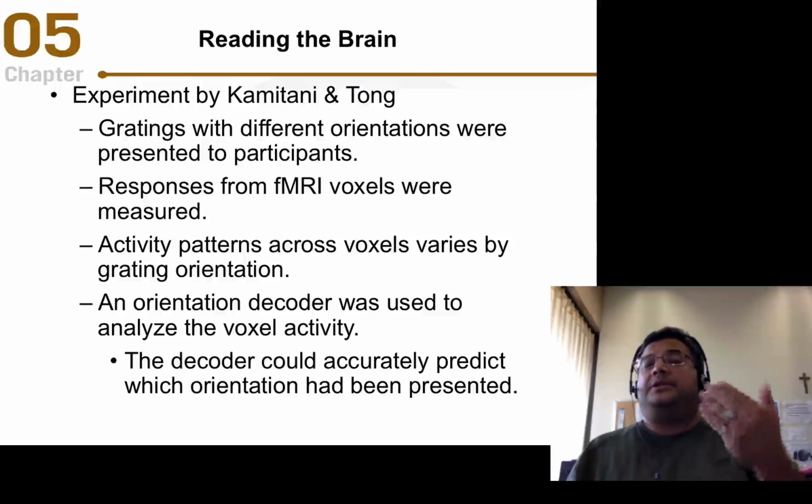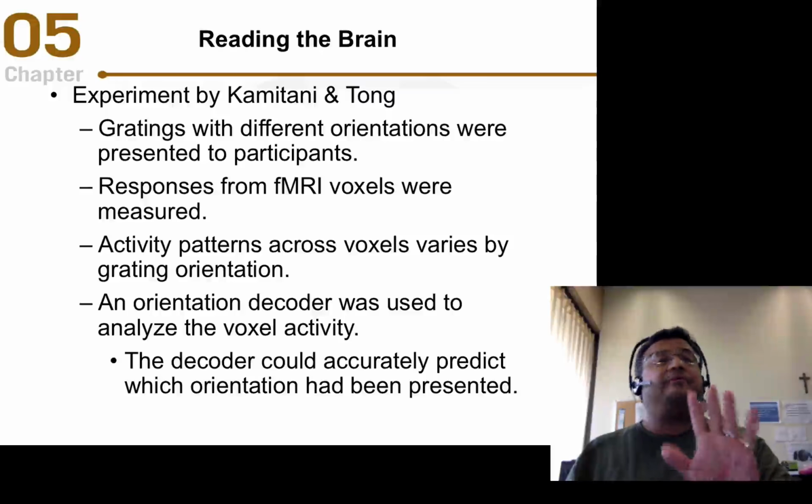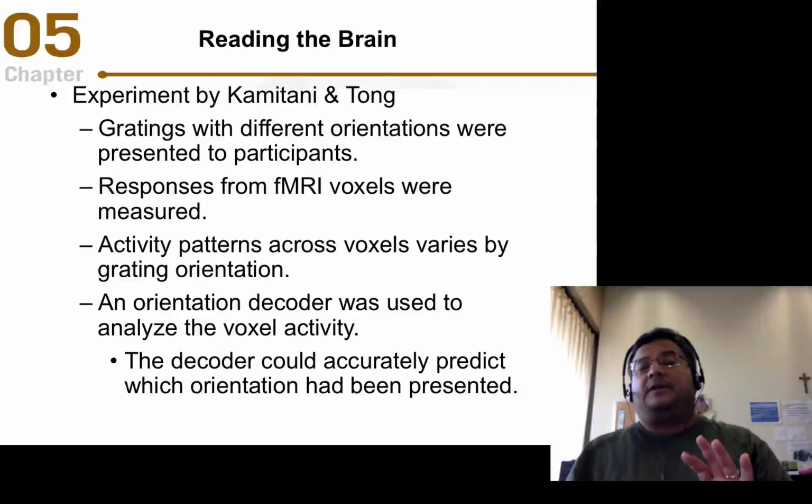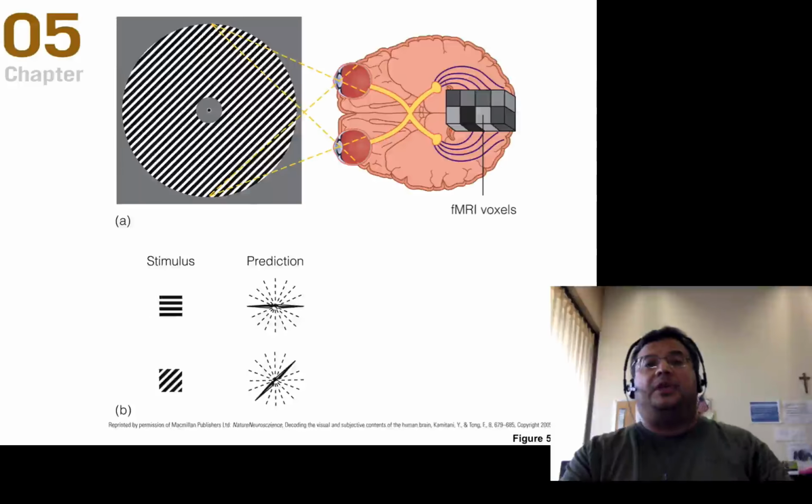So in other words, can I interpret the output of the voxels and figure out just from that what the person is looking at? And sure enough, they can. They were able to use a decoder to look at the pattern of responses in these voxels, and they were able to correlate different patterns with what the person was actually looking at. So here we have this example. This person's looking at these different orientations of gratings, and it goes into our visual system, into the back of our brain, into our visual cortex, and from there, these little voxels all light up in a certain pattern.